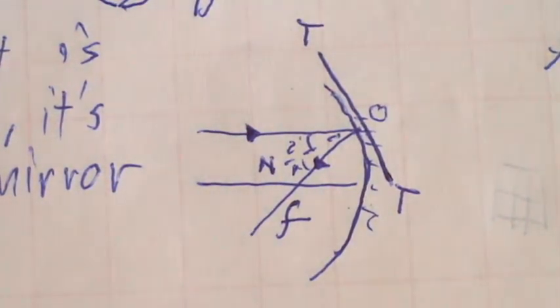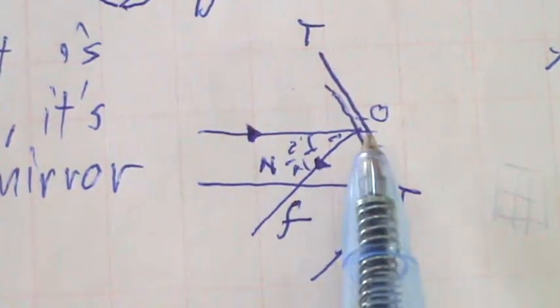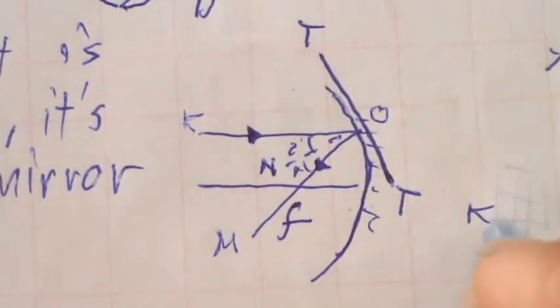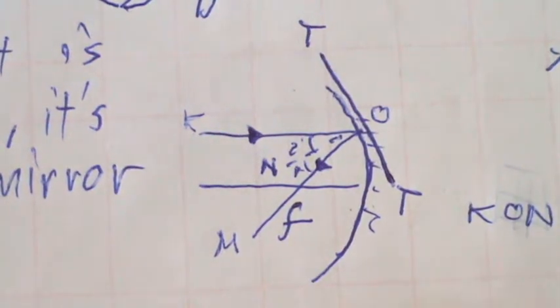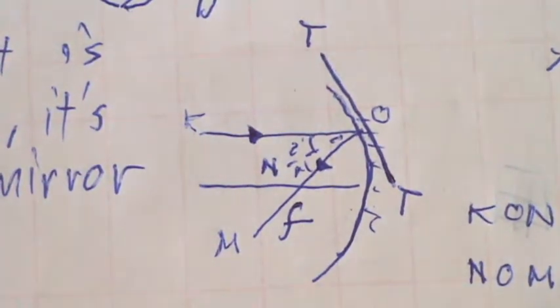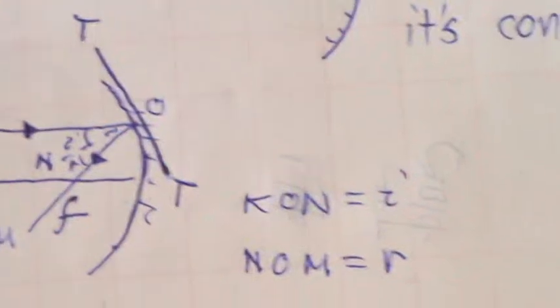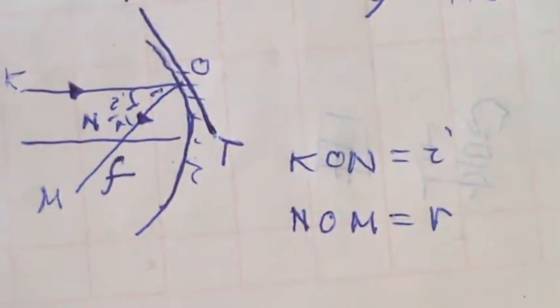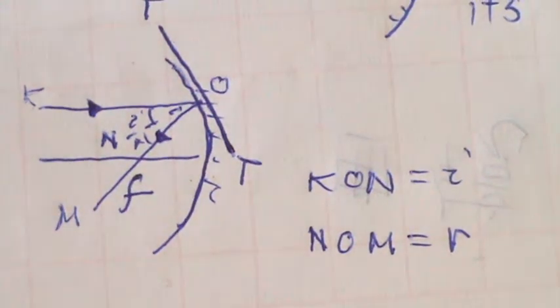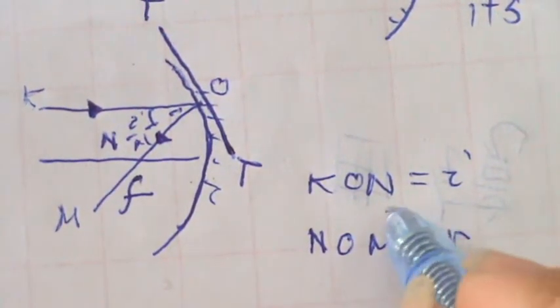So the light ray indicated by the first arrow strikes the surface. Let's call it K. Let's call it M. So KON is the I angle, and NOM is the R angle. Okay, KON is I and NOM is R. I equals R. They equal each other.